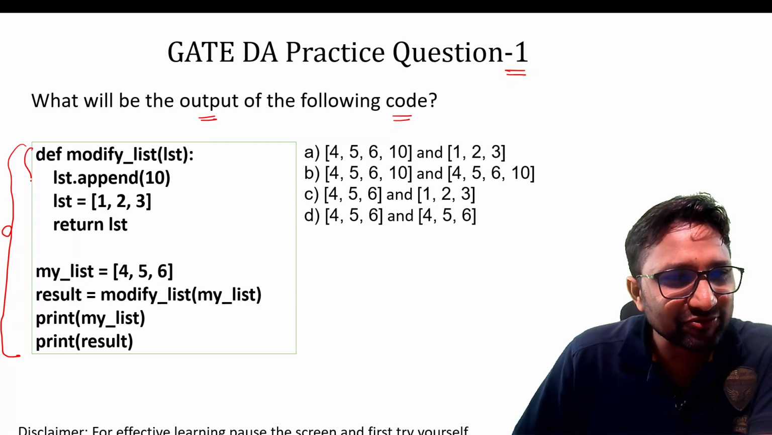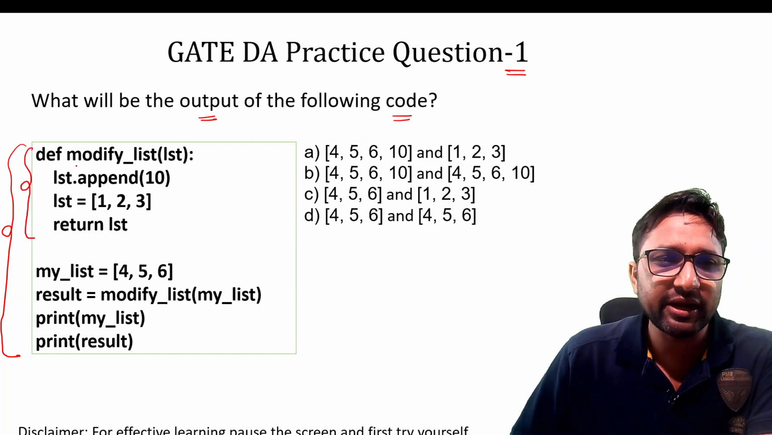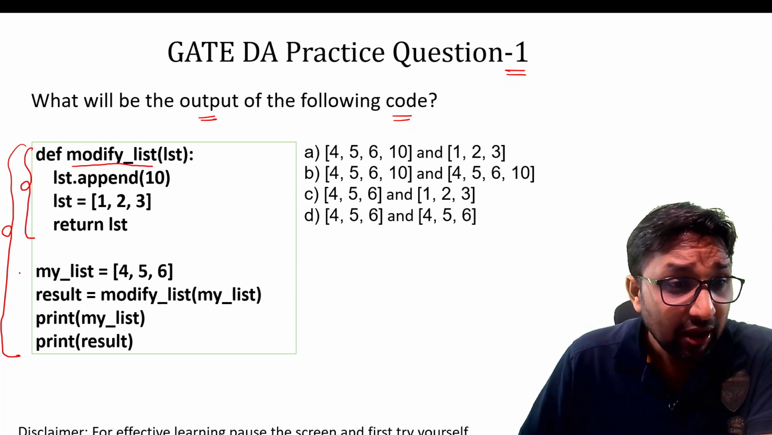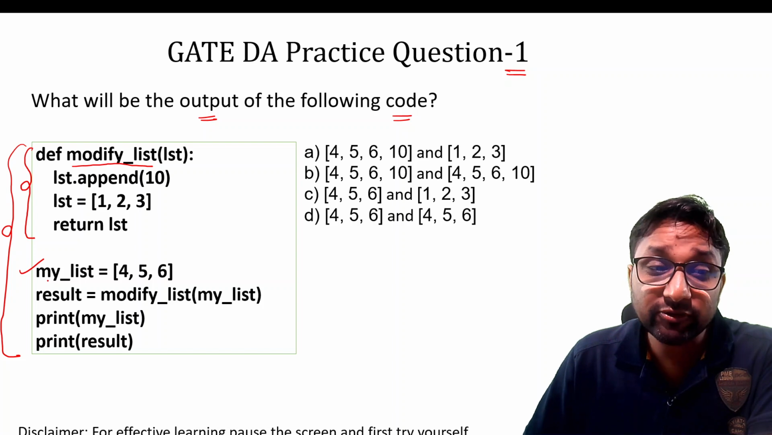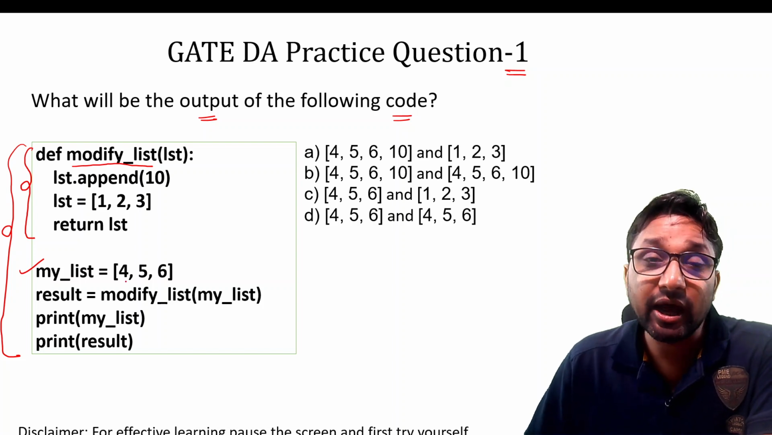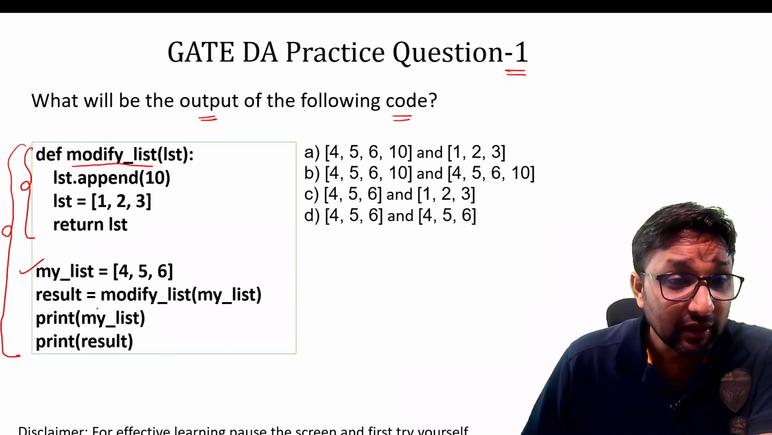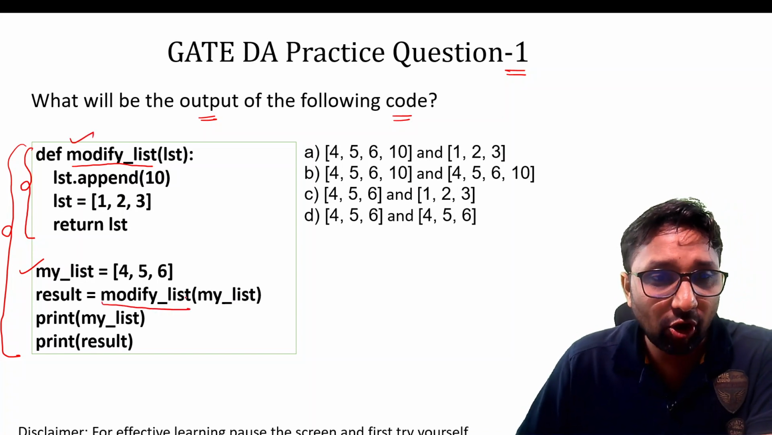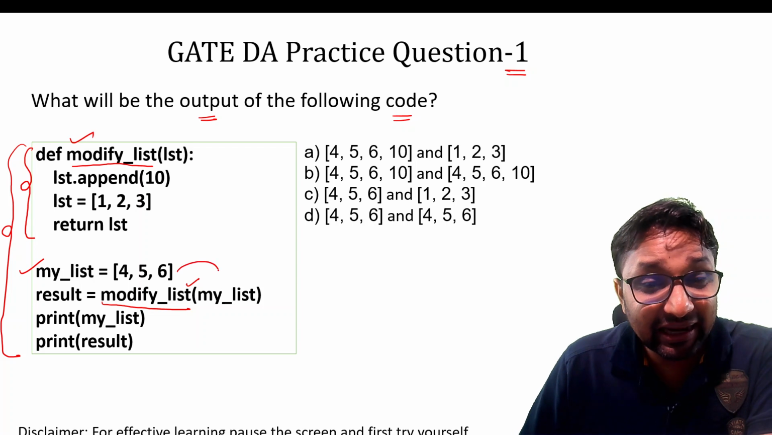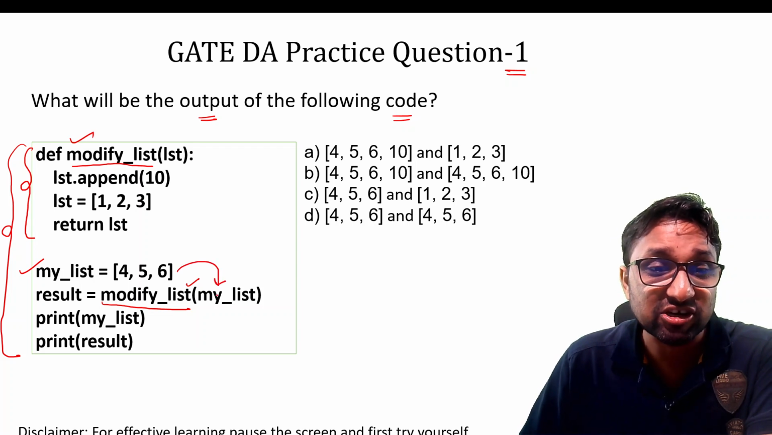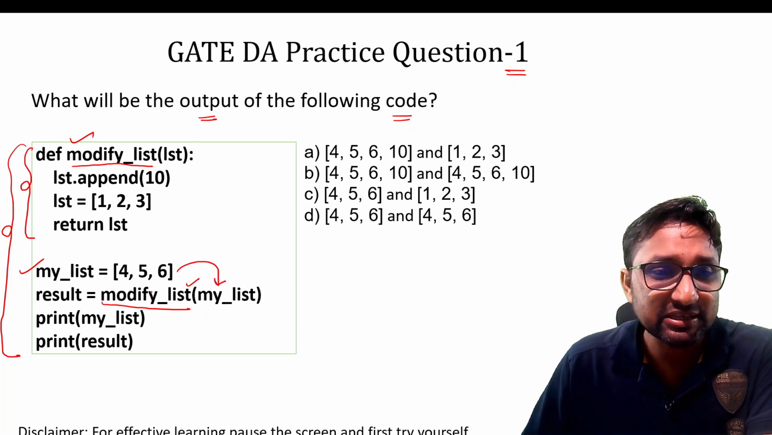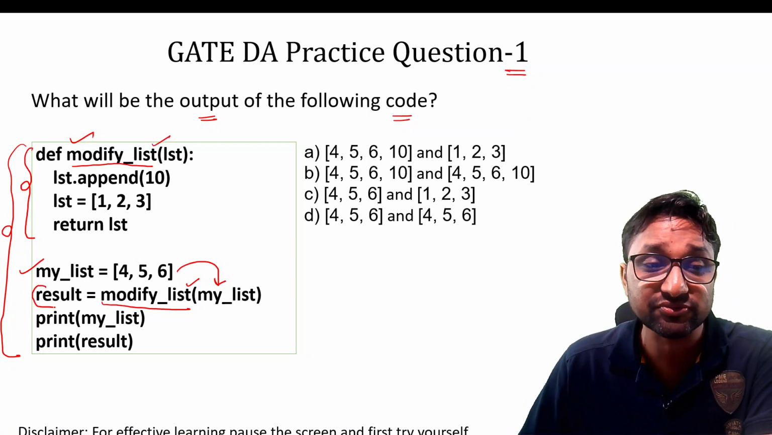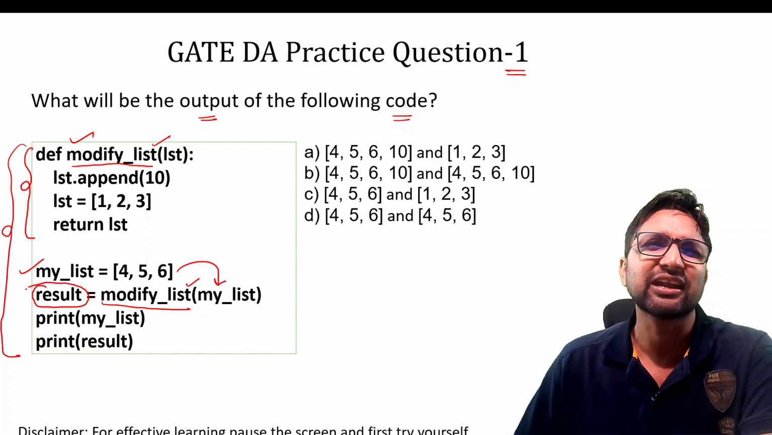They provide us one function over here. The function name is modify_list. One list is also given. The name of the list is my_list and the elements are 4, 5, 6. We are calling the modify_list function from here and passing this list, my_list, inside it. Whatever we get back from this function, we will store in the result variable.